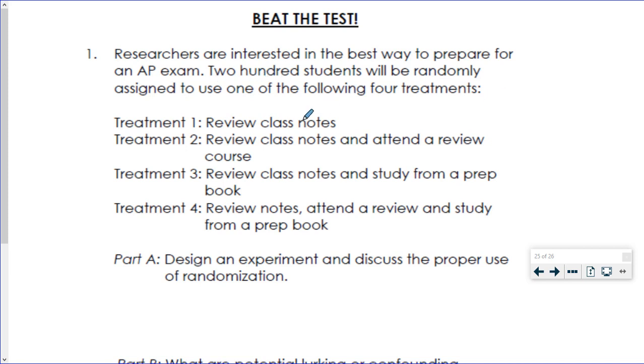So since it's 200 students, I guess we're going to put 50 students in each group. So 50 of the students are going to review class notes. 50 of them are going to review class notes and attend a review course. 50 of them are going to review class notes and study from a prep group, and 50 of them are going to review notes, attend a review, and study from a prep book.